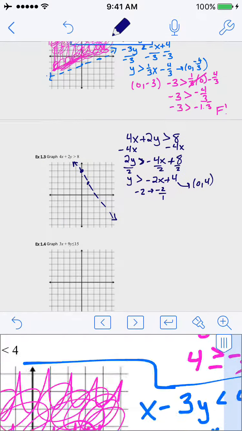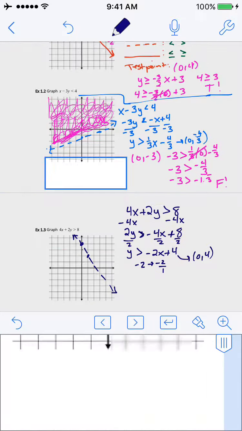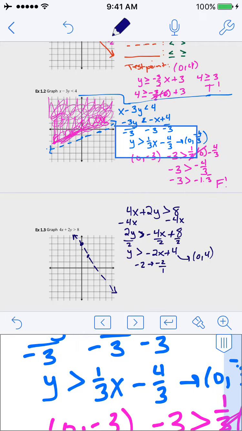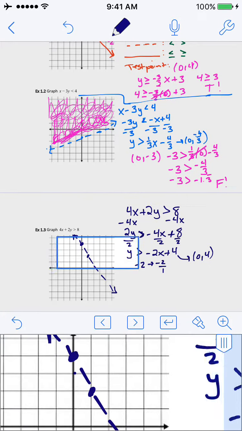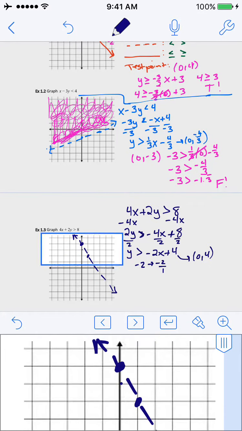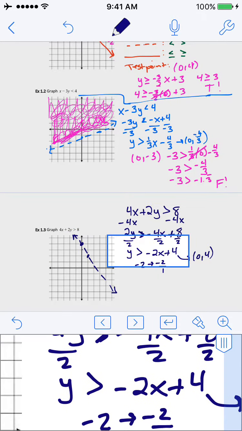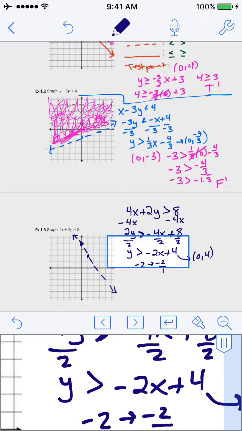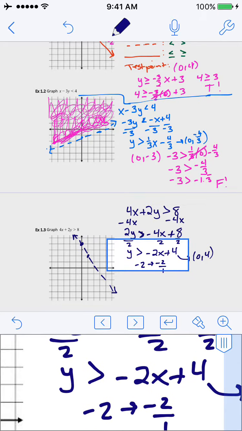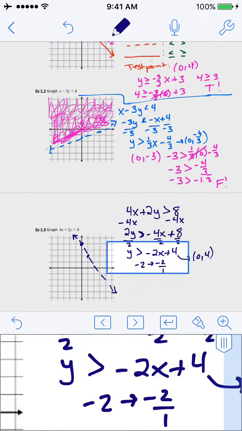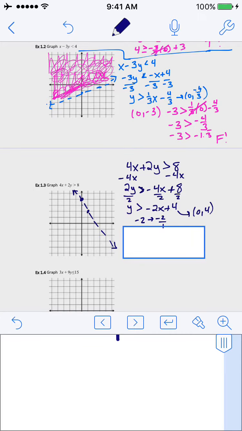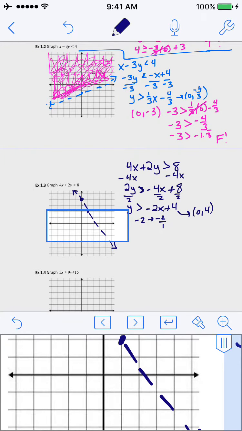The difference between this problem and this problem is that they're both dotted lines, but this one had a positive slope and this one had a negative slope. So there is no correlation between whether your line is going up or down and whether it's dotted or solid. It's just dealing with the fact that this is a strictly greater than. If it doesn't have an equal sign, it's a dotted line, okay? Last thing I want to do is maybe use logic to figure out which side to shade, but if that doesn't work, I can use a test point.